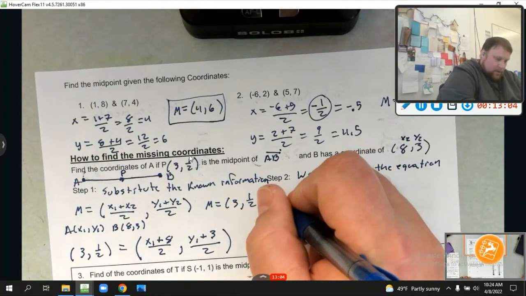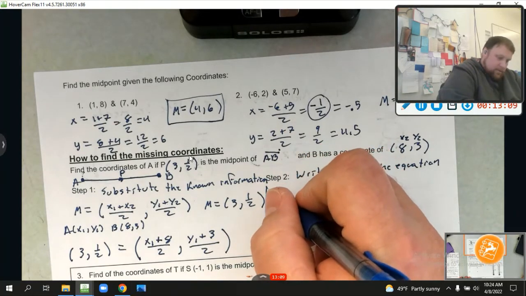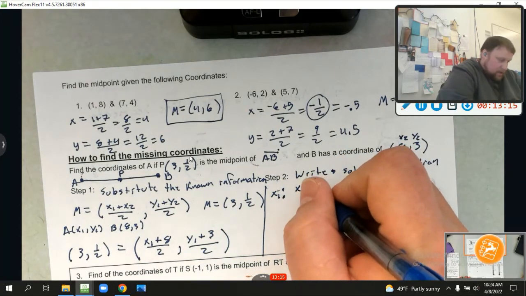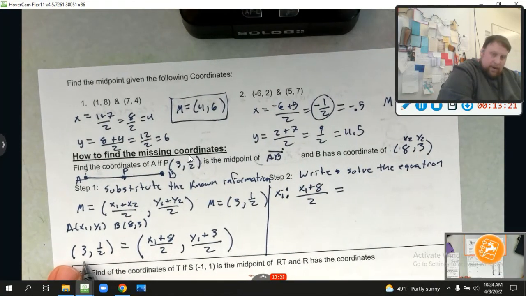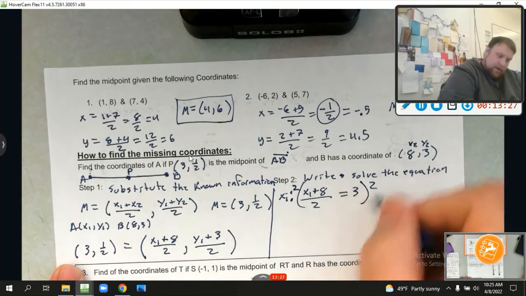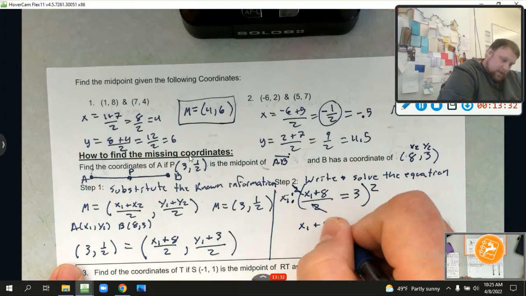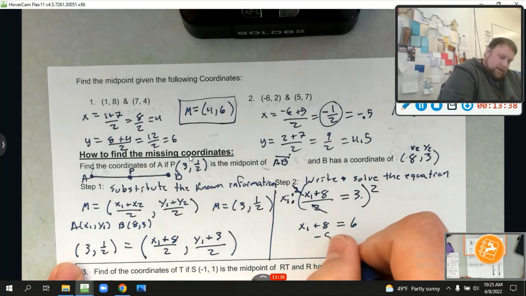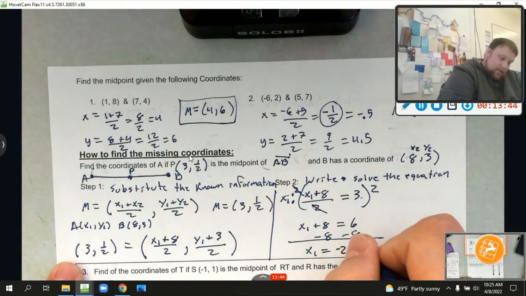First, I'm going to go ahead and separate this, and let's do x. So here's what I know. To solve for x1, I know that x1 plus 8 all over 2, I'm told that it'll equal 3. So I'm going to set it equal to 3, and I'm going to multiply both sides by 2. What I do to one side, I do to the other. This is going to cross out with that 2, and I'm going to be left with x1 plus 8 equals 3 times 2, which is 6. Now, simply subtract 8 from both sides, and I get that x1 equals negative 2.